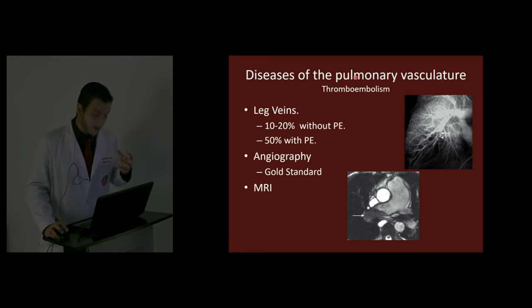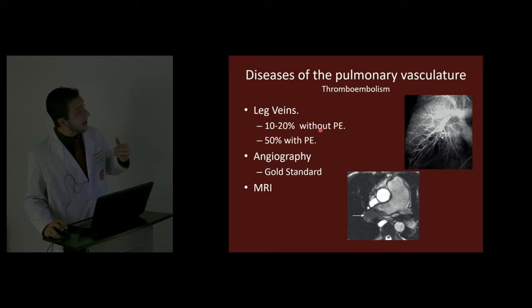We have to remember as well the Doppler evaluation of the leg veins. 10 to 20% of the persons without pulmonary embolism might have an asymptomatic lower leg thrombosis, and 50% with pulmonary thromboembolism have them. The angiography is still the gold standard for evaluating the pulmonary thromboembolism, as you can see here. Filling defect of the contrast over a thrombi.